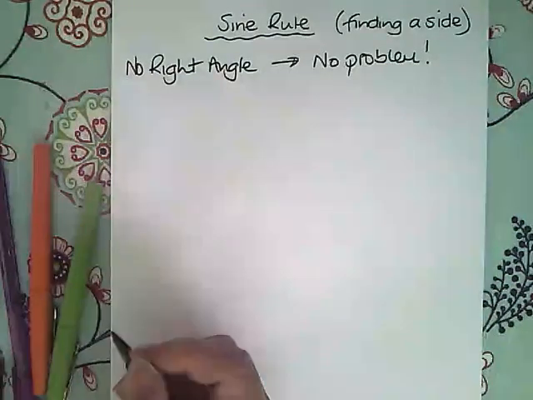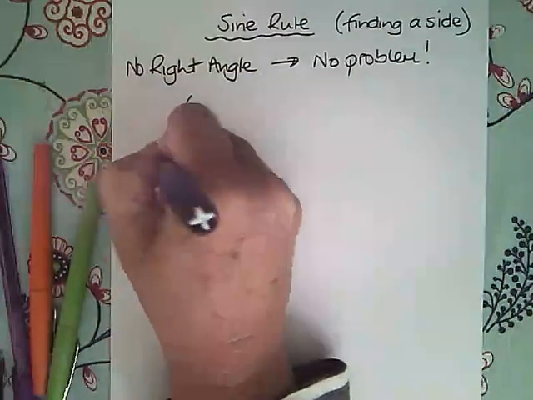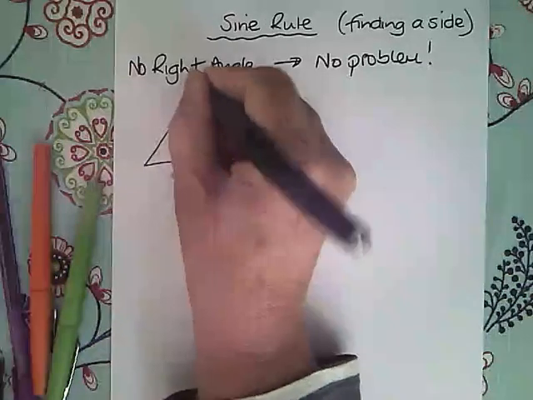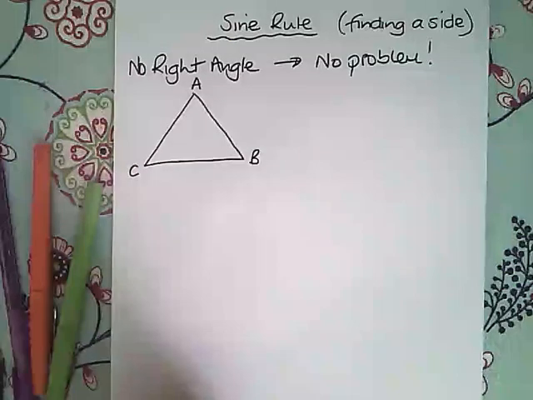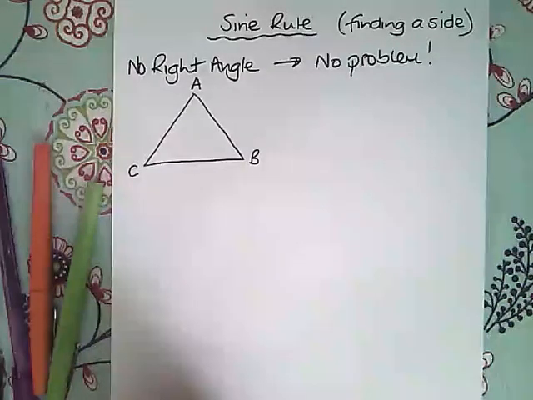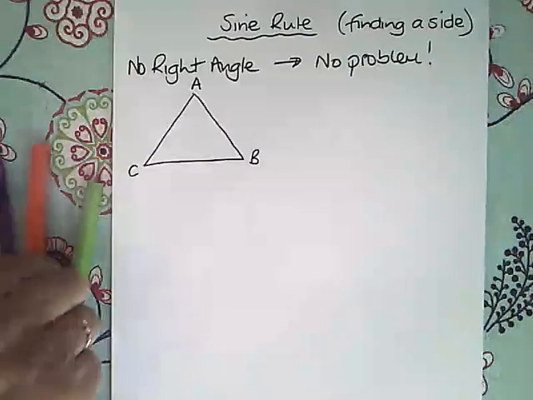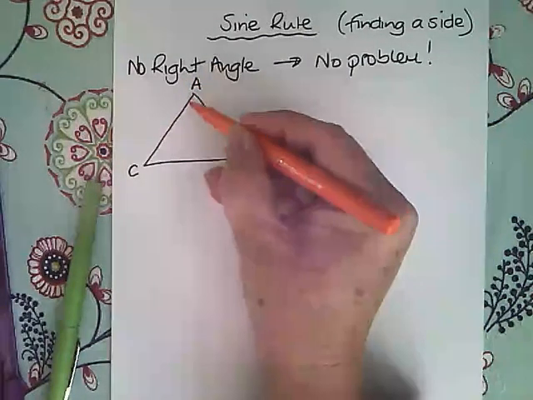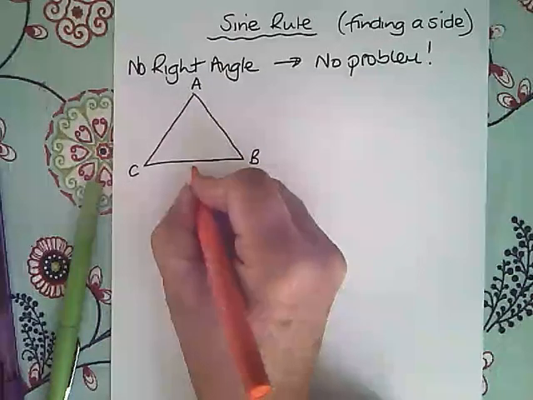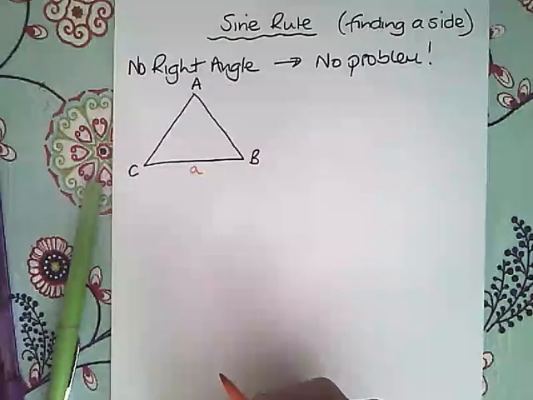So the first thing we need to do is look at a triangle that doesn't have a right angle in it, and we're going to label that triangle A, B, C. And when we're labeling the corners of the triangle, we use capital letters. We then label up the side that is opposite the angle with a lowercase letter. So for example, at the top here we have a capital A, so the side which is opposite that is down here, and that is given a small a when we label it.